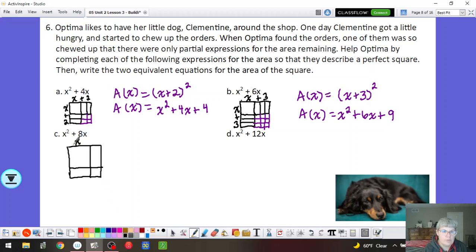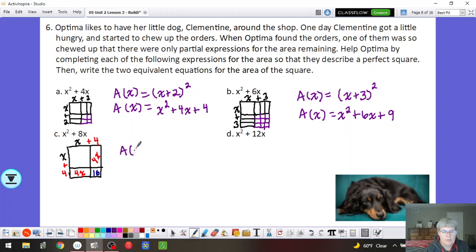The larger square is going to be that x by x, and then for the rectangles, I'm just going to use numbers. If I want 8x divided evenly amongst my dimensions, that means I'm going to be adding 4. So the area of each of these rectangles would be 4x. And because we have 4 horizontally and 4 vertically that was added, we can take 4 times 4 and get 16 for this lower right corner.